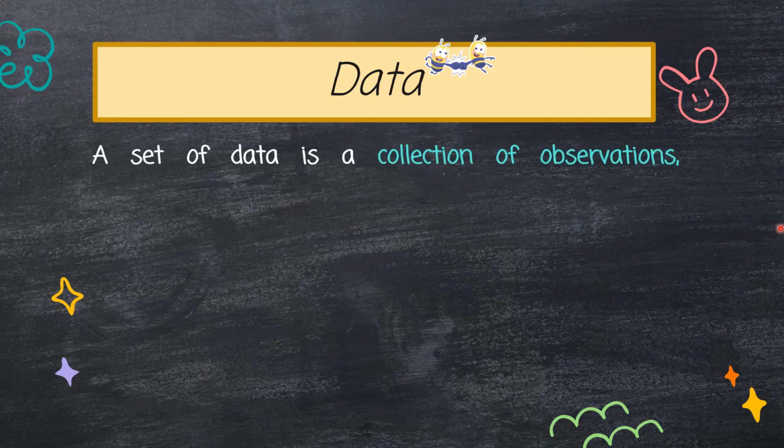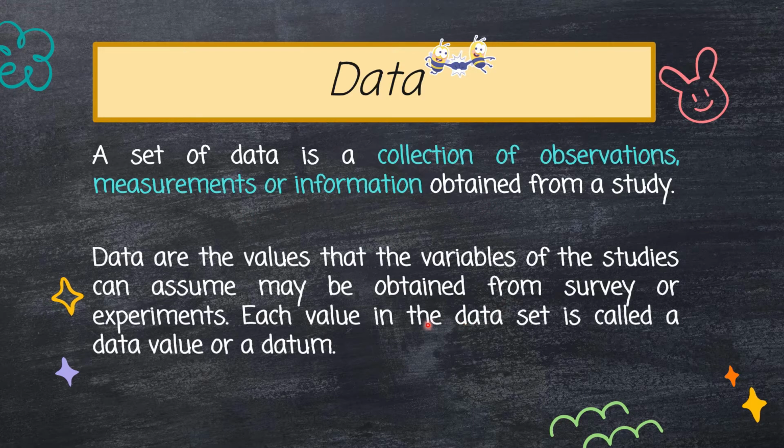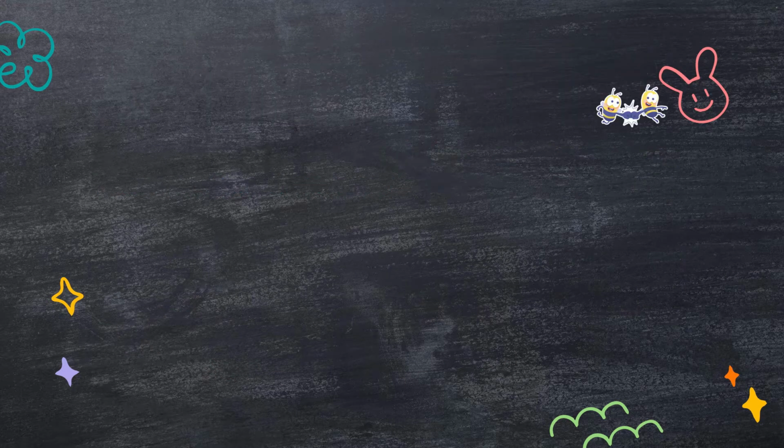Data. A set of data is a collection of observations, measurements, or information obtained from a study. Data are the values that the variables of the study can assume, which may be obtained from surveys or experiments. Each value in the dataset is called a data value or a datum.